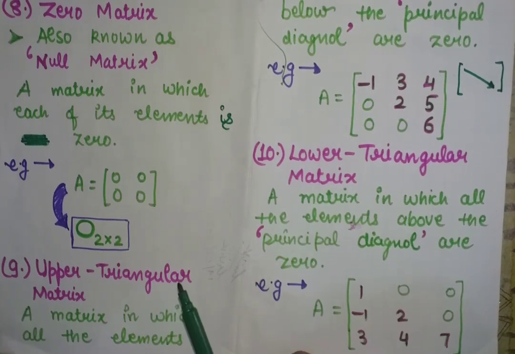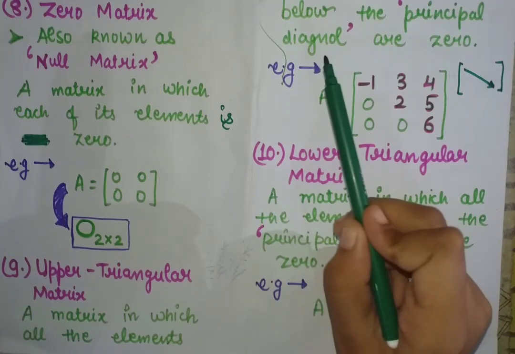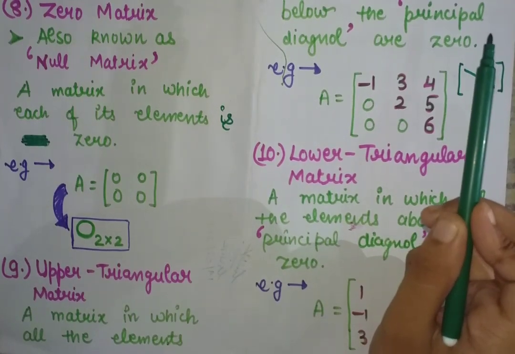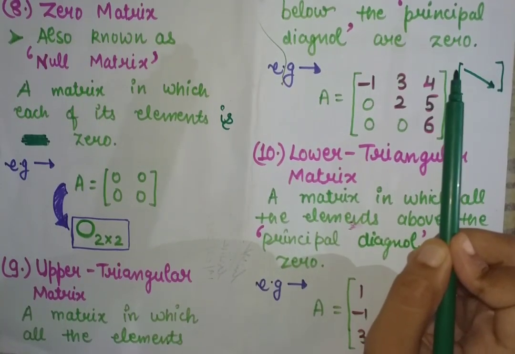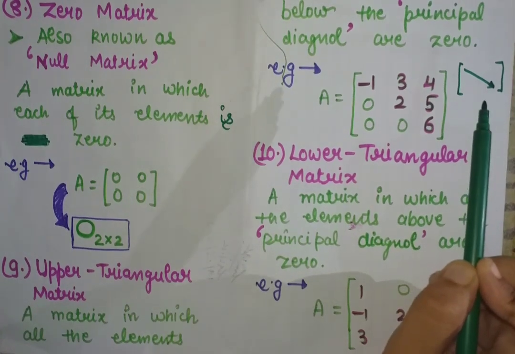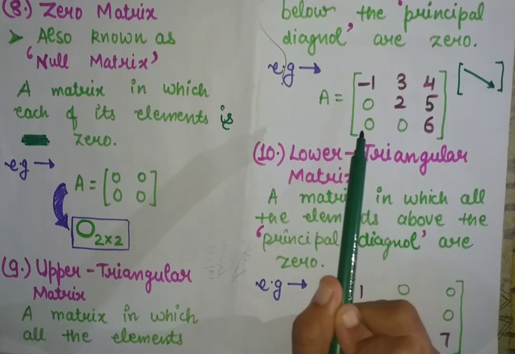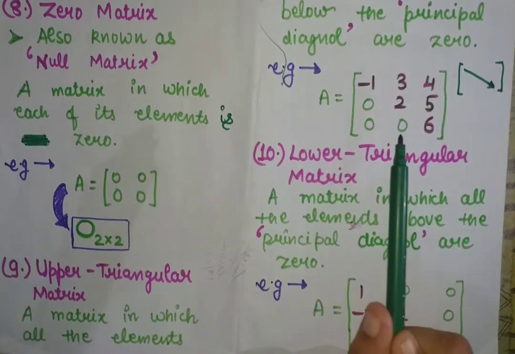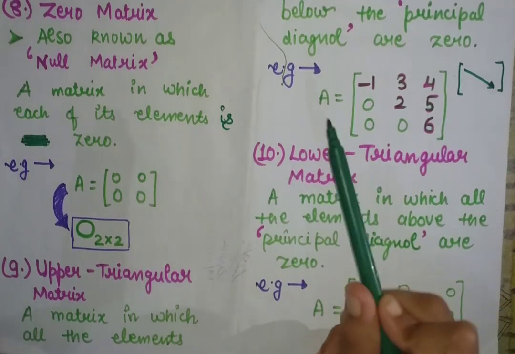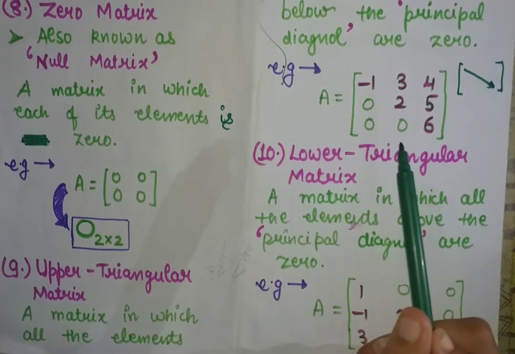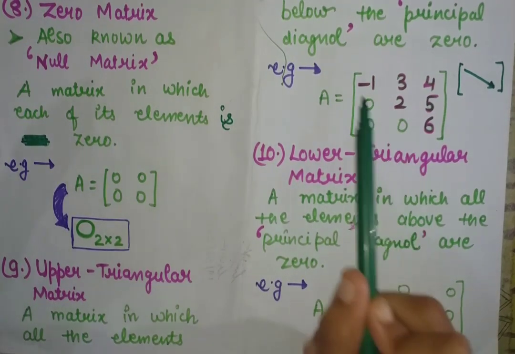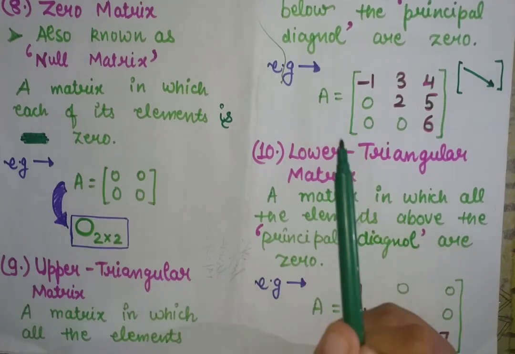Upper triangular matrix: a matrix in which all the elements below the principal diagonal are 0. We know the principal diagonal is considered from upper left to the right bottom. So the elements below the principal diagonal are 0 here. Thus, this matrix is an upper triangular matrix. Just remember, an upper triangle full of elements.